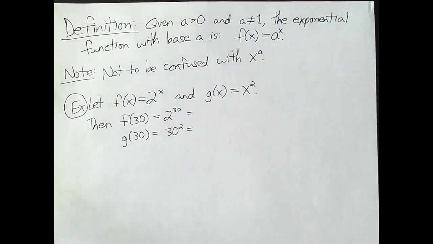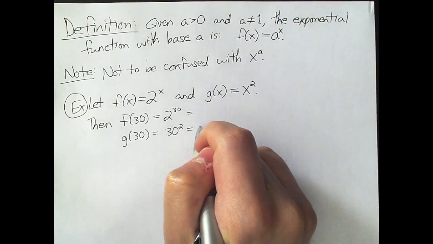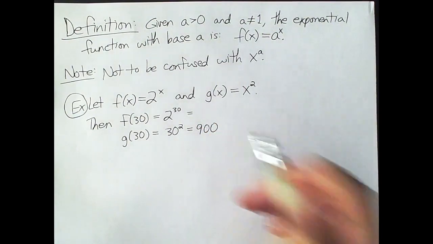All right, let's do the easy one first. Which one do you think is the easy one? I think the second one is the easy one. 30 squared, I could do that in my head. 30 times 30 is 900.